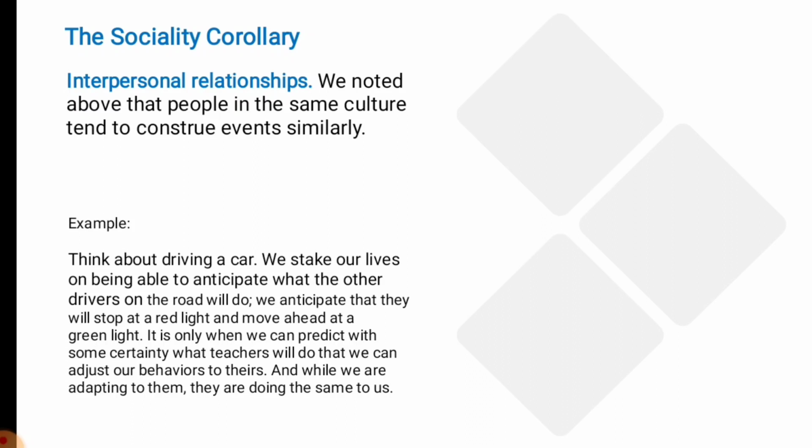The sociality corollary, okay, focuses on interpersonal relationships. Okay, we noted above that people in the same culture tend to construe events similarly. So an example here is, alright, think about driving a car. We stake our lives on being able to anticipate what the other drivers on the road will do. We anticipate that they will stop at the red light and move ahead at the green light. It is only when we can predict with some certainty what others will do that we can adjust our behaviors to theirs. And while we are adapting to them, they are doing the same to us. Okay?